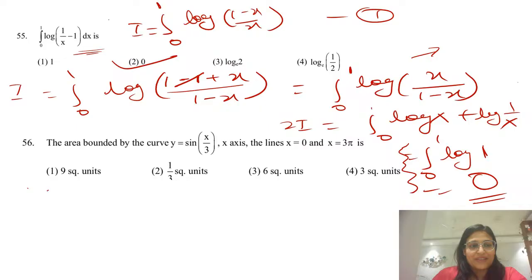Okay, the area bounded by the curve, this, from the line x equal to 0 to x equal to 3 pi. Dekho.